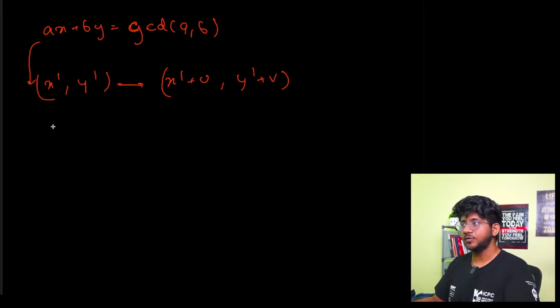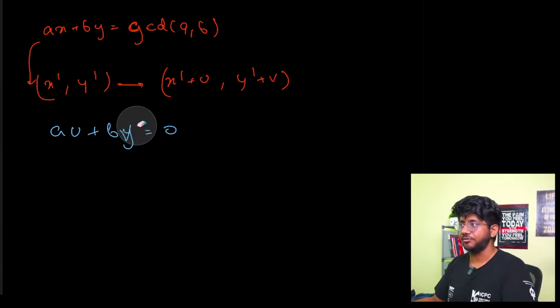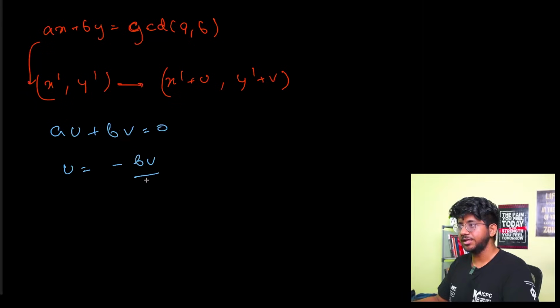Plug this back in and you will get a times u, because a x dash plus b y dash is actually equal to this. We know that, so it will get cancelled off. So au plus bv is equal to 0 is what you will always get. Sorry, there is no y anymore, so we substituted and it cancelled off, right? From there, we get u is equal to minus bv by a.